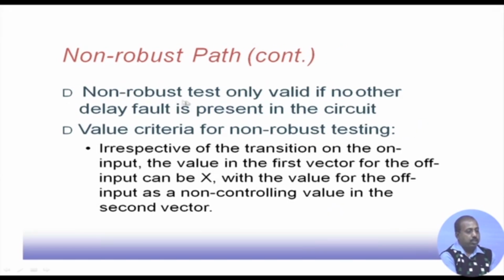A non robust test is only valid if no other delay fault is present in the circuit, and the value criteria is that irrespective of the transition on the on input, the value in the first vector for the off input can be x, with the value of the off input as a non controlling value in the second vector. So the first value can be x and the second value has to be a non controlling value.